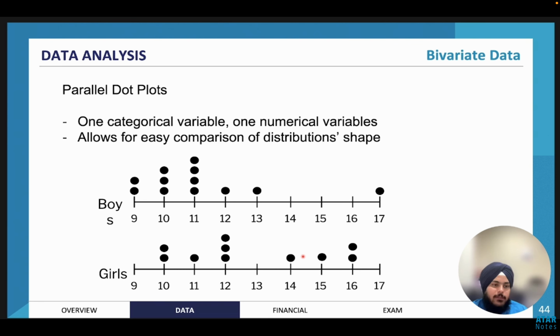Next, we have parallel box plots. So parallel box plots have one categorical variable and one numerical variable. So they are really good for comparing the distribution of two different variables. So let's just say we're trying to compare the number of hours spent by students in a particular subject doing their homework over the week. We're going to look at boys and girls separately, and then we can compare. So on average, girls spend more time doing their homework over the week as opposed to boys. So this is what parallel box plots are really good for.